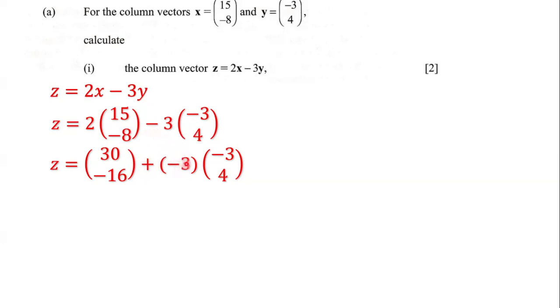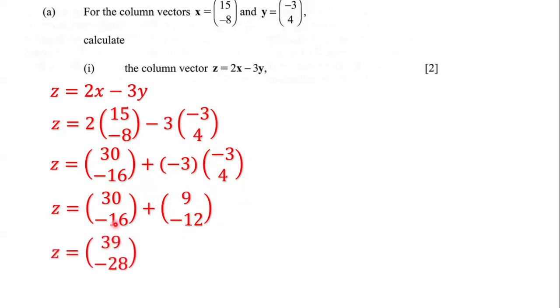So we have negative 3, which is here, and we say, okay, negative 3 multiplied by this factor. And so we have negative 3 multiplied by negative 3, and that is positive 9. And we have negative 3 multiplied by positive 4. That gives us a negative 12. And so we have 30 and negative 16 plus 9 and negative 12. And so we have 30 plus 9, which is equal to 39. And we have negative 16 plus negative 12, which is negative 28. So z, the vector z, is equal to 39 and negative 28. And that's because a negative 16 plus negative 12 is a negative 28.